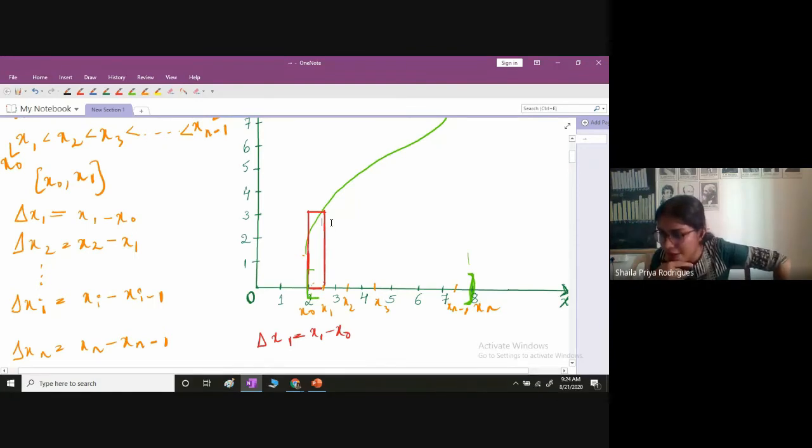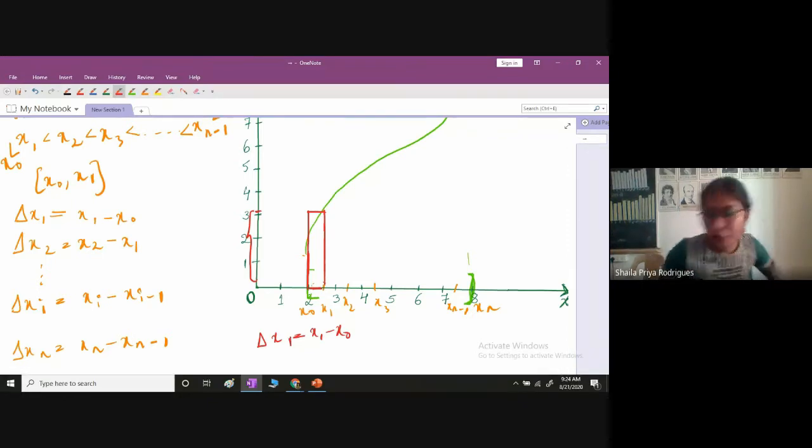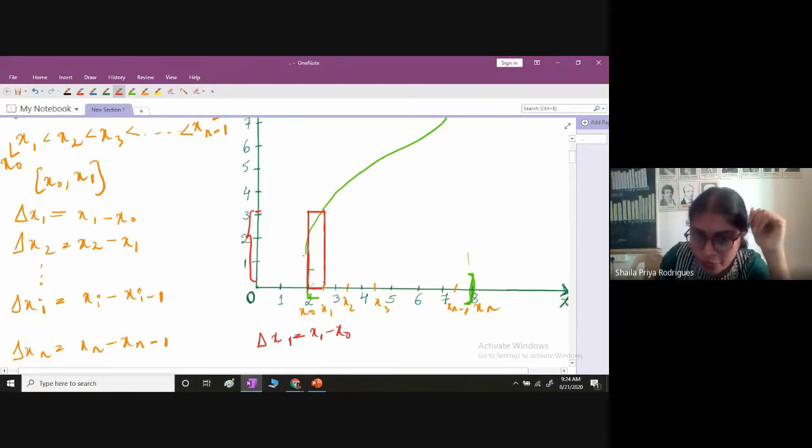We could use f of x1. F of x1 is that value there. Yes, the height of the rectangle. It could be f of x1. Okay, what I'm saying is, if you choose any value in between x0 and x1, f of that value is going to be the same as f of x1.